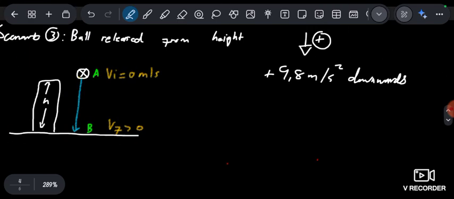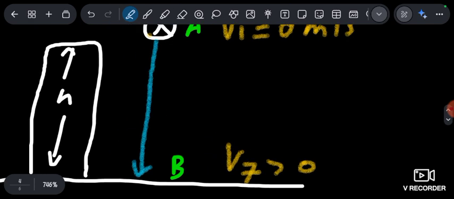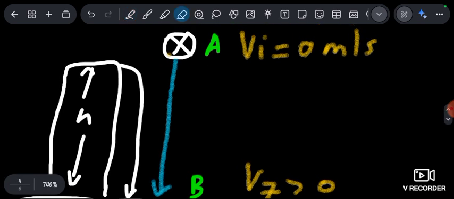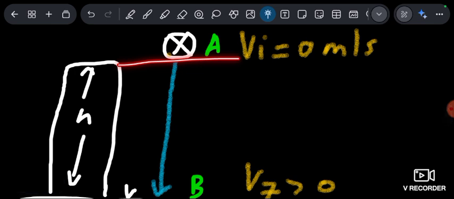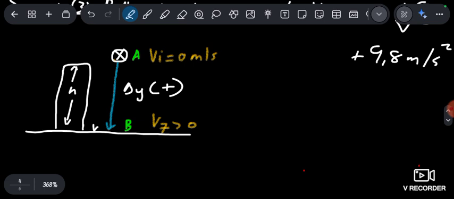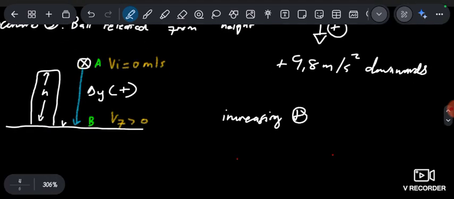Now, let's continue. I want you to look at something over here. It means that over here, we will be displacing positively, because we end up lower than where we started. And what did we choose as down? Down is positive, meaning our displacement is going to be positive. So when we displace, our displacement is going to be increasing positively.